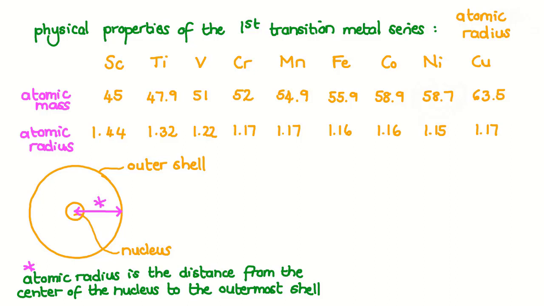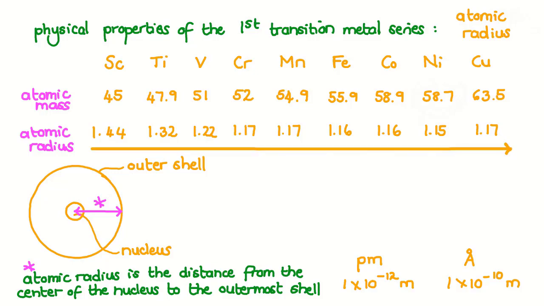Atomic radii can be measured in different ways. Depending on how they are measured, they will give slightly different values. And they can be measured using different units. For example, in picometers, which is 1 × 10⁻¹² meters, or in angstroms, which is 1 × 10⁻¹⁰ meters. The values shown here are in angstroms.